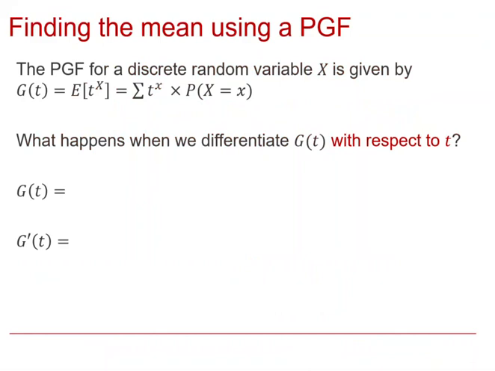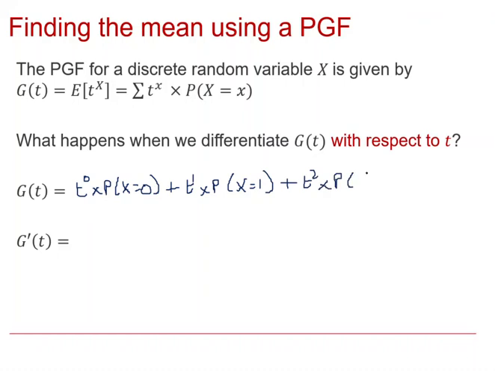So at the top of this slide we have the definition for a generating function, and if I write that out in summation form, I would get t to the 0 multiplied by the probability x is 0, plus t to the 1 multiplied by the probability x is 1, plus t squared multiplied by the probability that x equals 2, and so on. And by all means write a few more of these out yourself.